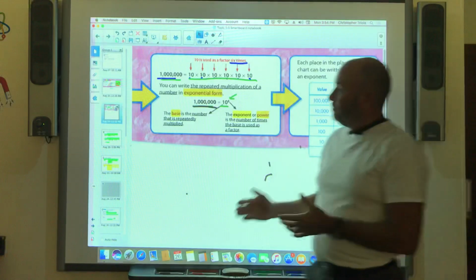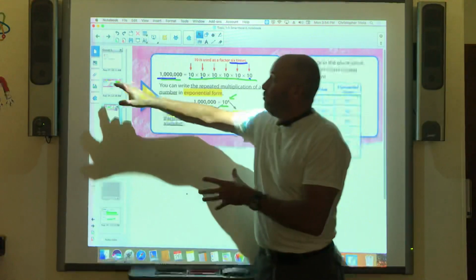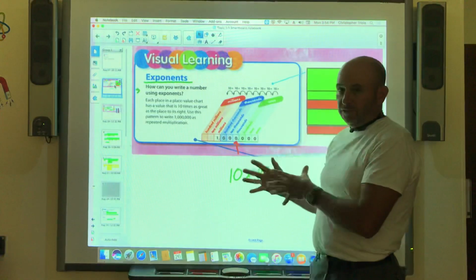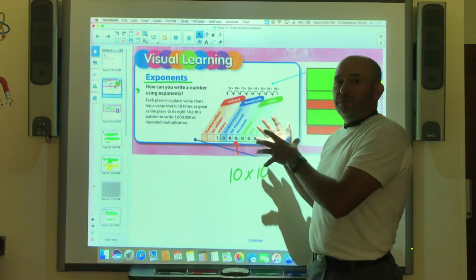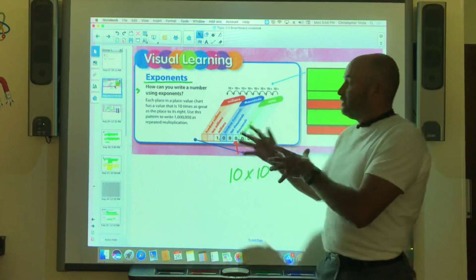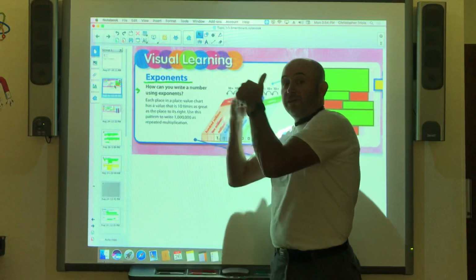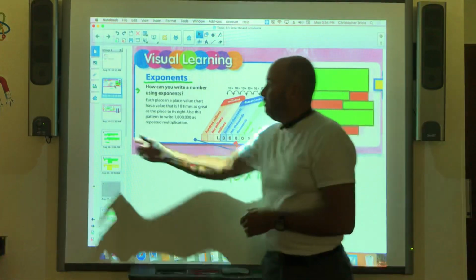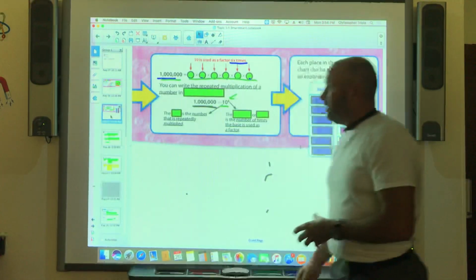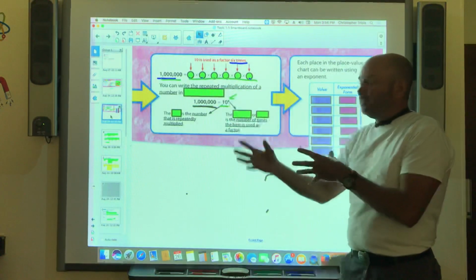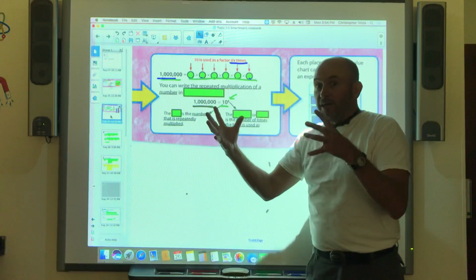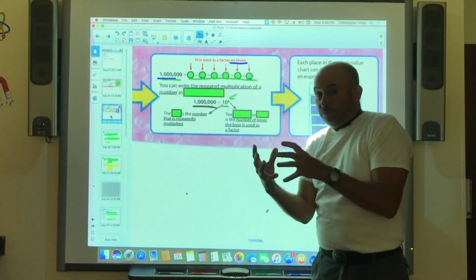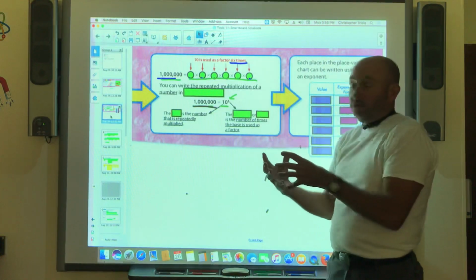So that is basically what the book covers. It talks about the place value chart. It talks about how you increase going to the left, multiplying by 10. You decrease, you would divide by 10 if you went to the right. It then talks about exponents and how you can take a really big number and make it with fewer digits if you use exponents.